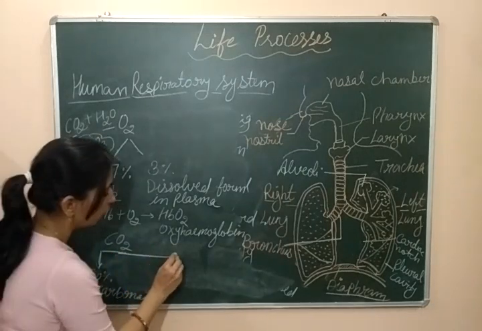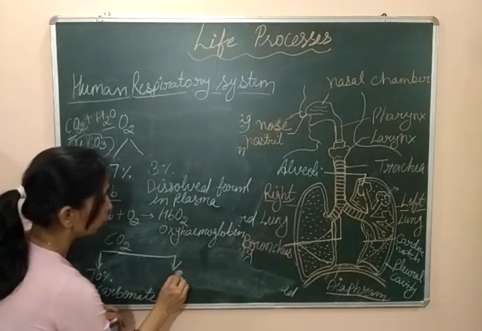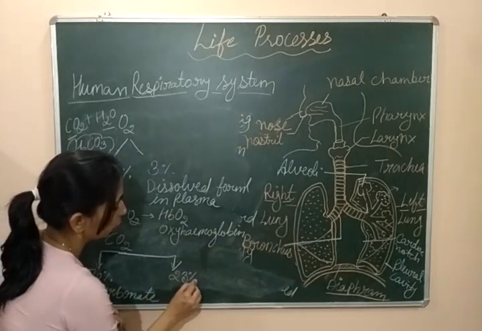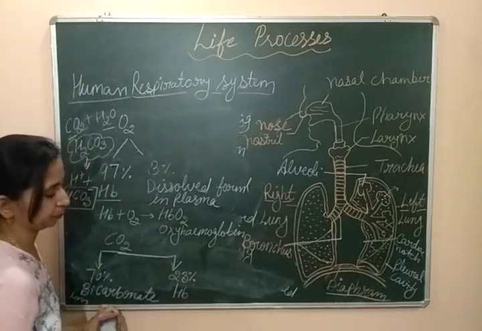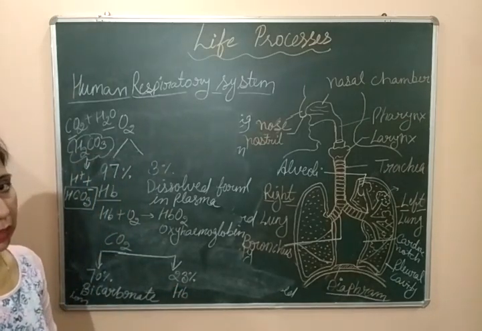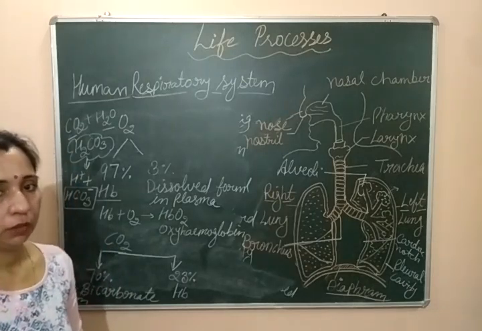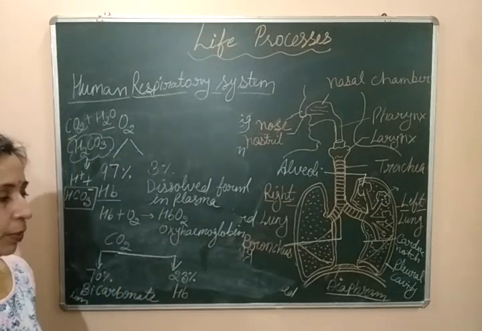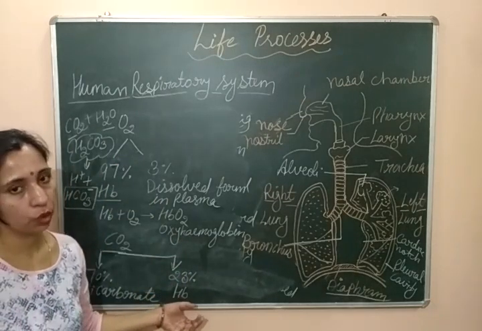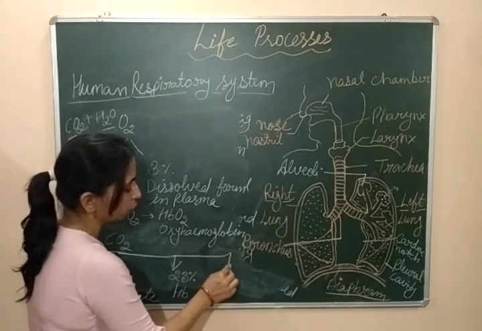Next, 23% of carbon dioxide is transported by joining with hemoglobin. Almost 23% carbon dioxide is transported in our body by combining with hemoglobin. As with oxygen, carbon dioxide can also be joined with hemoglobin. So 23% can be transported by joining with hemoglobin.